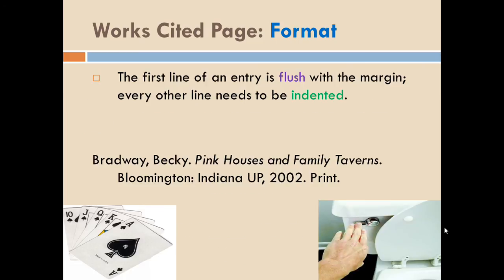Other things, when you make a works cited entry, the very first line of every entry needs to be flush with the margin, meaning you just hit enter when it's left justified and you just start typing. But if it goes on to that second line, you need to tab over. And in fact, if it goes on to a third or a fourth line, every line except the very first one needs to be indented. So you can see on our example here, the first line is flush with the margin, and then we've got an indentation here.